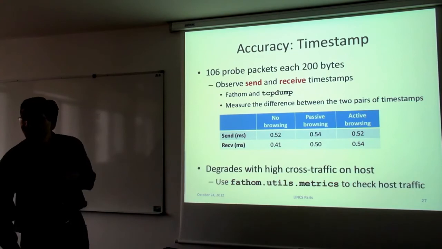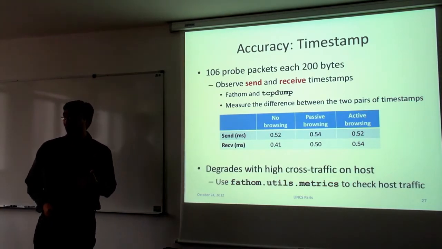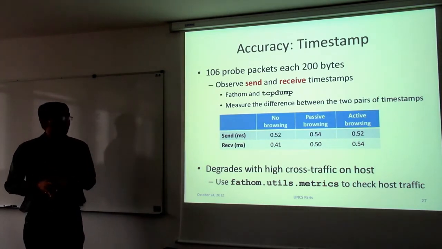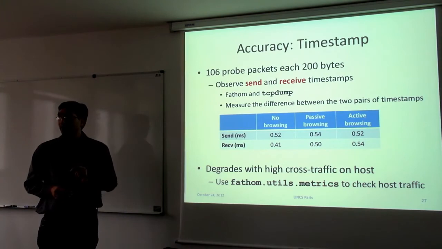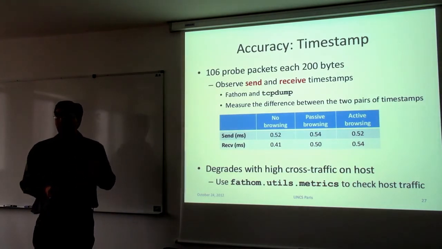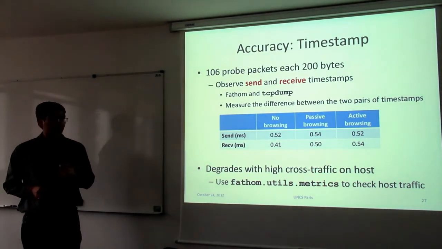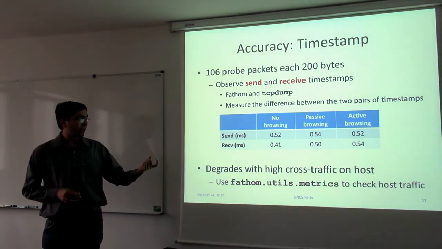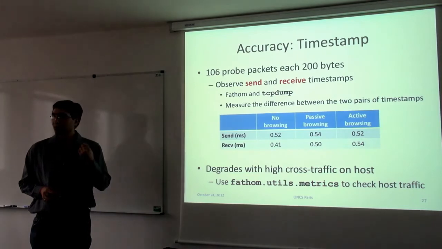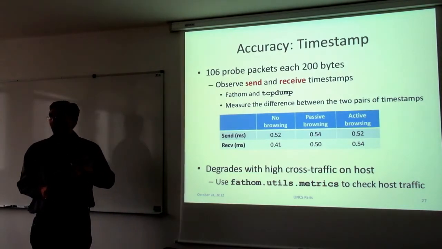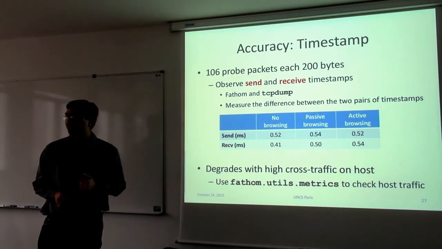Now, as we increase the amount of cross traffic on the host, which can happen if we have multiple tabs, say 40 or 50 tabs open at the same time, then this accuracy degrades. And in order to assist the web developers or experimenters so that they can tune their scripts, we provide an API called fathom.utils.metrics, which allows them to figure out the amount of cross traffic when the script is executing.